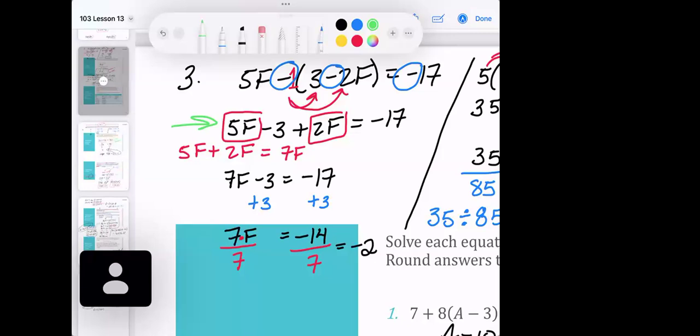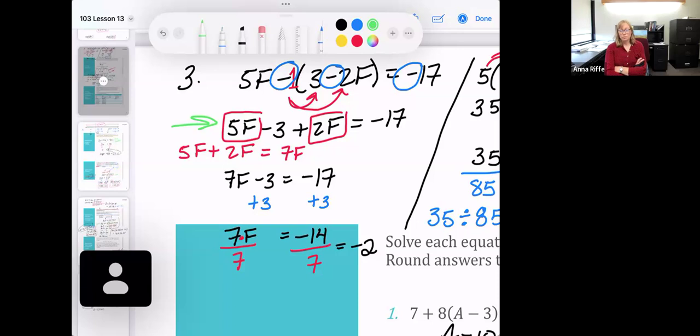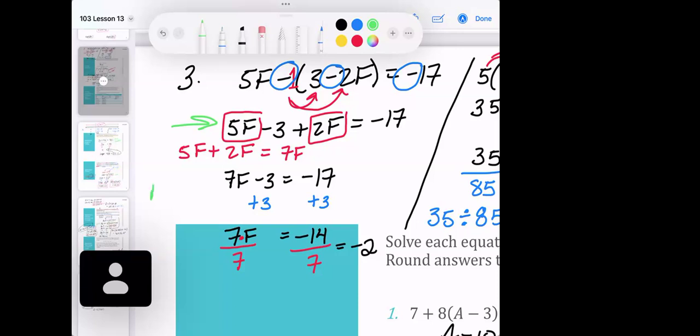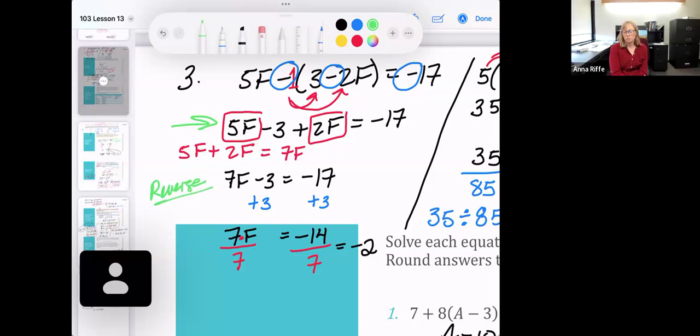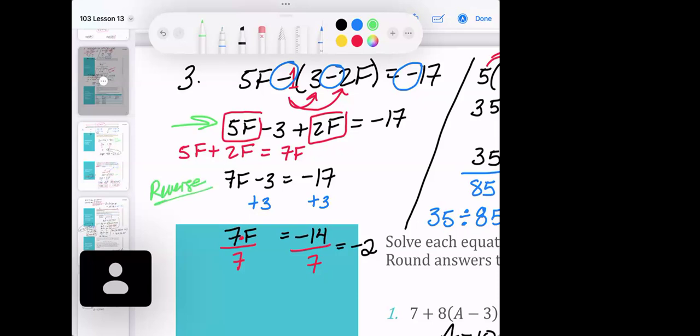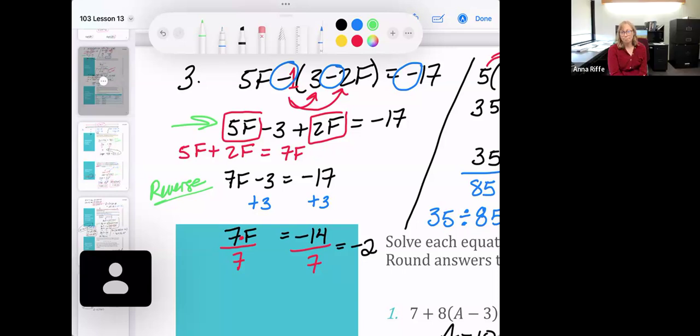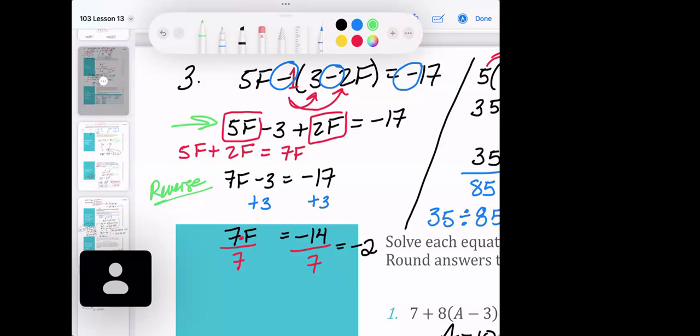When you started doing the reverse in this particular problem, it's not until after we got to the 7f minus 3. Correct. All right, but technically that's pretty much all you have left, which is subtraction, and then you've got to get it down.